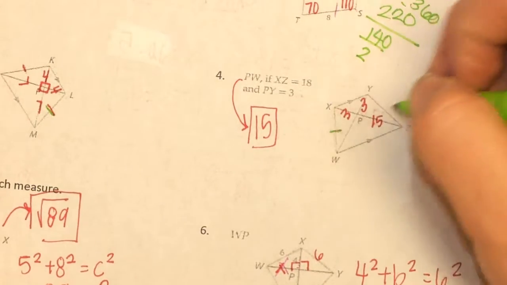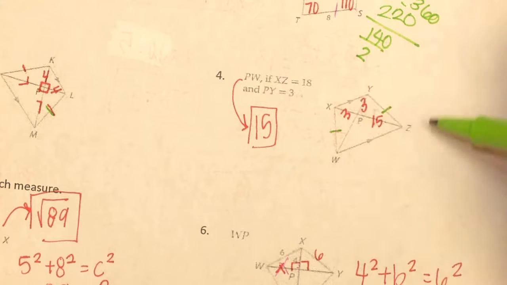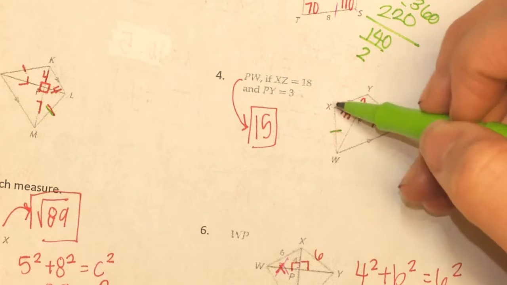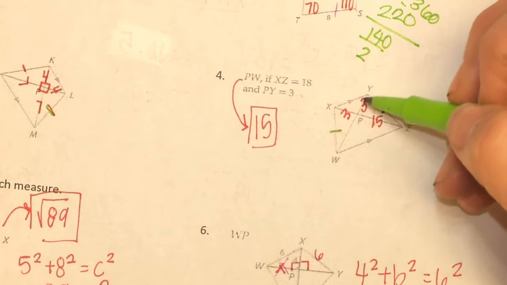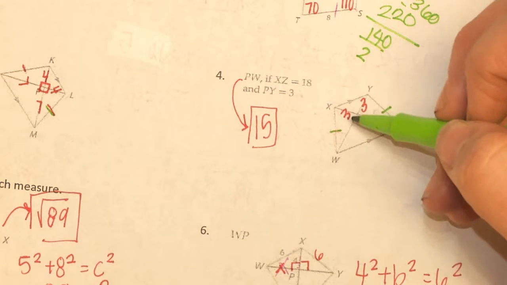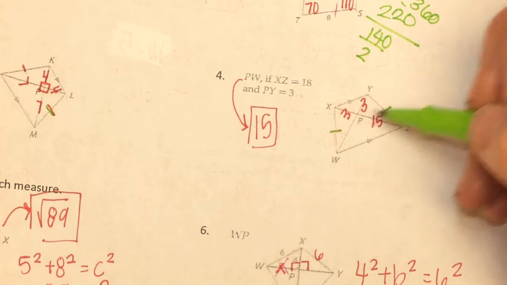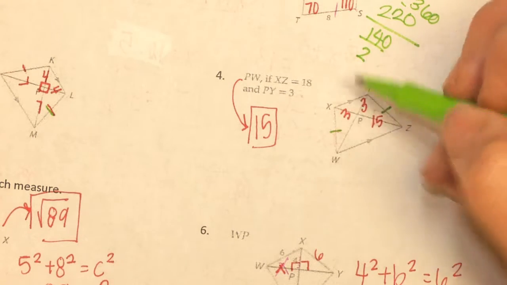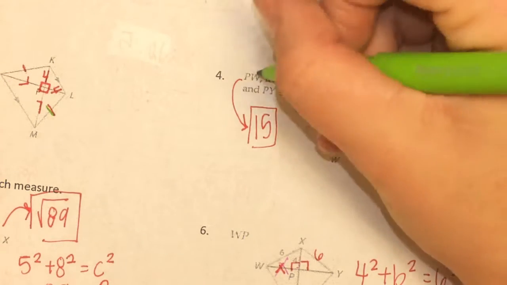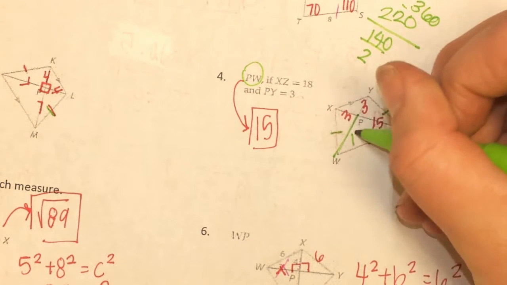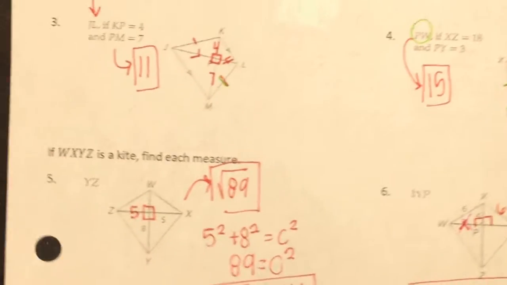Okay, we have another isosceles trapezoid. So if XZ is 18, so the whole thing's 18. But we know this is 3. And if this is 3, then this is 3. So 3 plus 15 has to give us 18, which means that what we're finding, which is just PW, this right here, has to be 15.